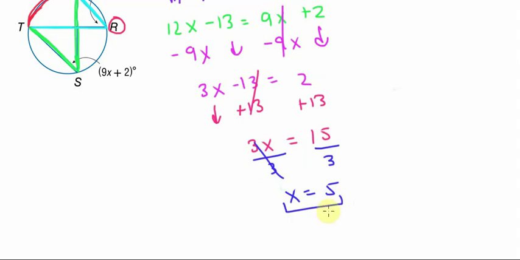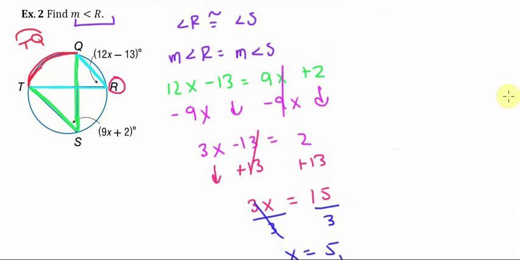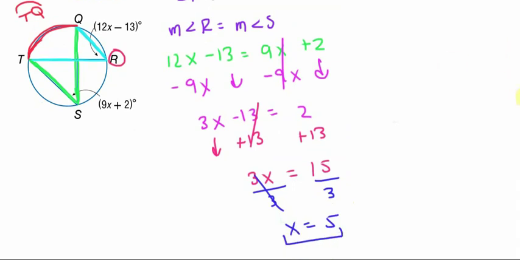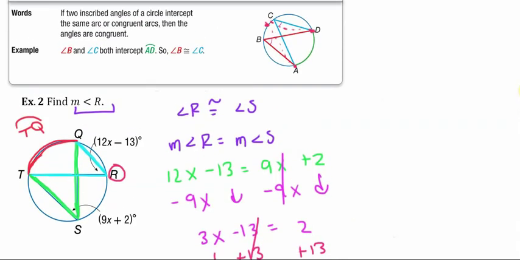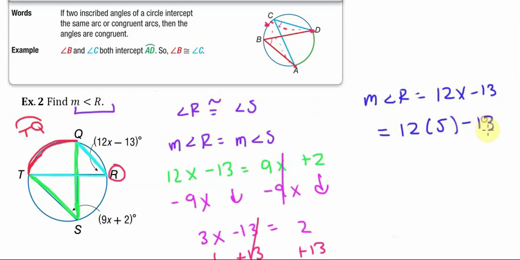Now, it's tempting to say we're done since I solved for x, but my question was actually asking for the measurement of angle R. So what I need to do is go back, plug x into my original equation for angle R, and find the degree value attached to R. The measurement of angle R we knew was 12x minus 13. Since I knew that x equals 5, I'm going to get 12 times 5 minus 13. To fully simplify, 12 times 5 is 60, and 60 minus 13 is 47 degrees.